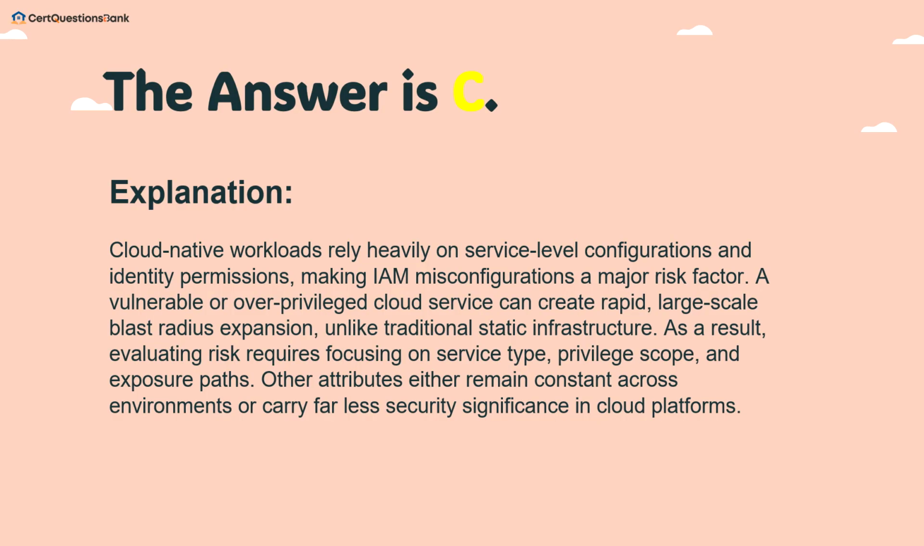Cloud-native workloads rely heavily on service-level configurations and identity permissions, making IAM misconfigurations a major risk factor. A vulnerable or overprivileged cloud service can create rapid, large-scale blast radius expansion, unlike traditional static infrastructure. As a result, evaluating risk requires focusing on service type, privilege scope, and exposure paths. Other attributes either remain constant across environments or carry far less security significance in cloud platforms.